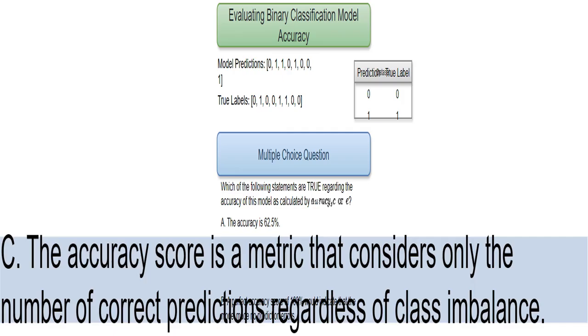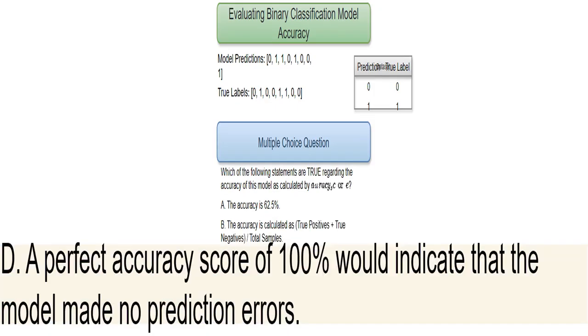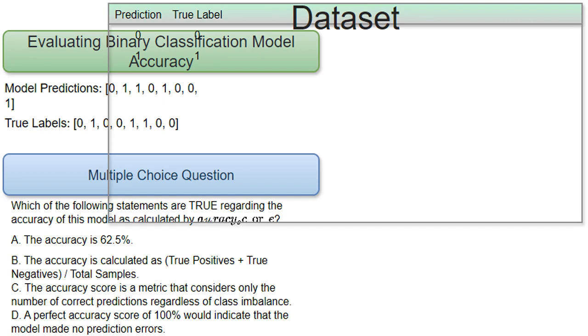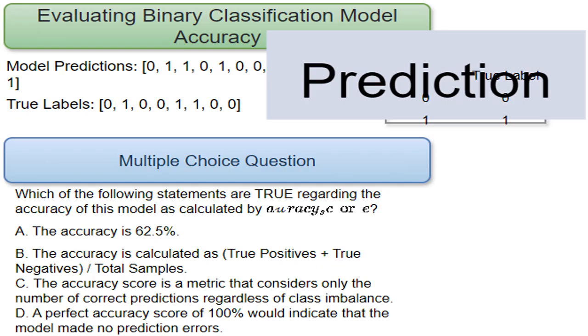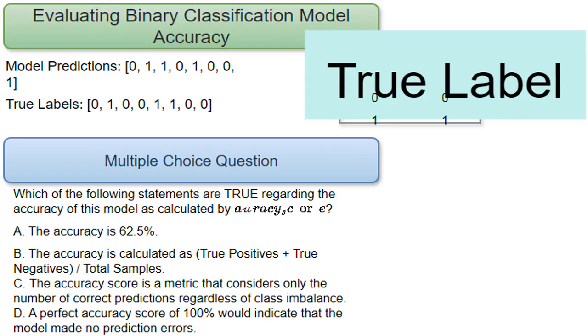This statement says that accuracy simply counts the correct predictions, and doesn't care if there are more zeros or ones in the data. A score of 100% means the model got every single prediction correct. The word dataset refers to the combined model predictions and the true labels. Both make the dataset. This refers to the model's guesses, which are 0 or 1 for each data point. These are the actual categories for each data point, either 0 or 1.